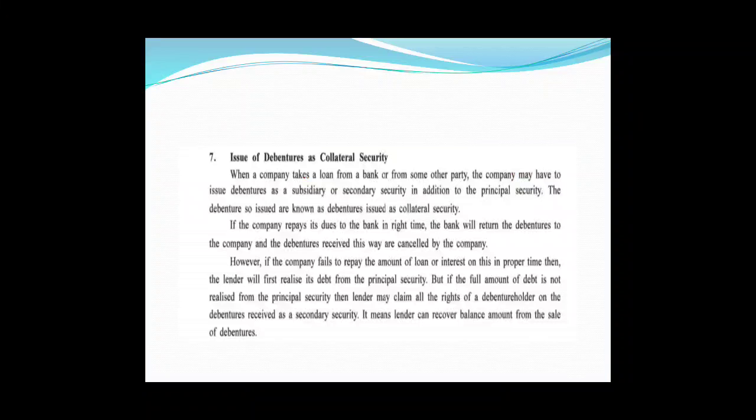However, if the company fails to repay the amount of loan or interest on it in proper time, then the lender will first realize the debt from the principal security. But if the full amount of debt is not realized from the principal security, then the lender may claim all the rights of debenture holders on the debentures received as a secondary security. It means the lender can recover the balance amount from the sale of debentures.